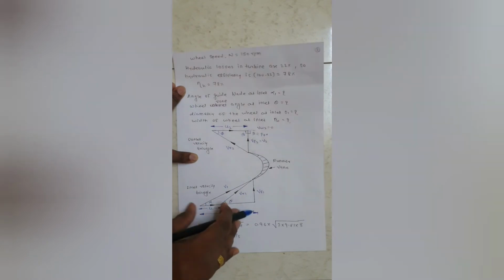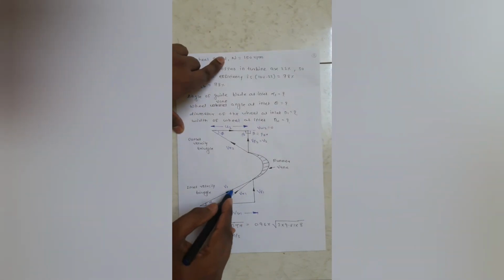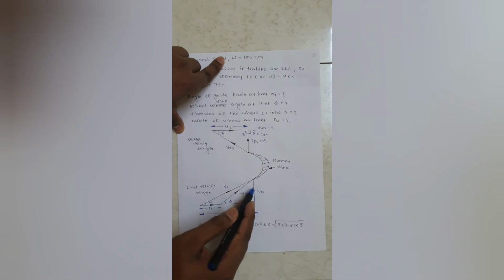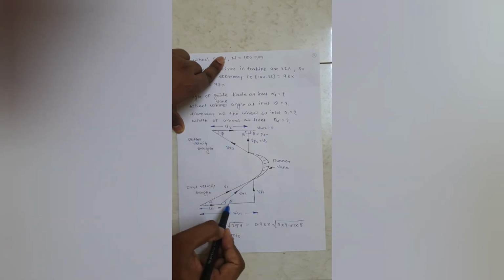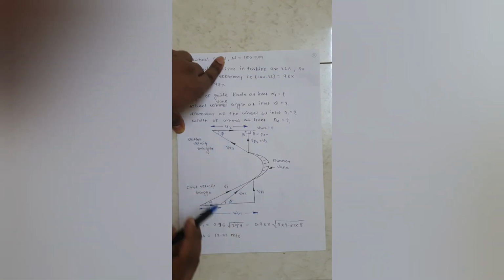At the inlet, the absolute velocity is V1, and it has two components. First is the whirl velocity, second is the flow velocity, and this is the relative velocity. Relative velocity is always in the direction of the blade angle, theta. The relative velocity at outlet is in the direction of phi, that is the blade angle at outlet. This theta is the blade angle at inlet. Alpha is the guide vane angle at inlet.